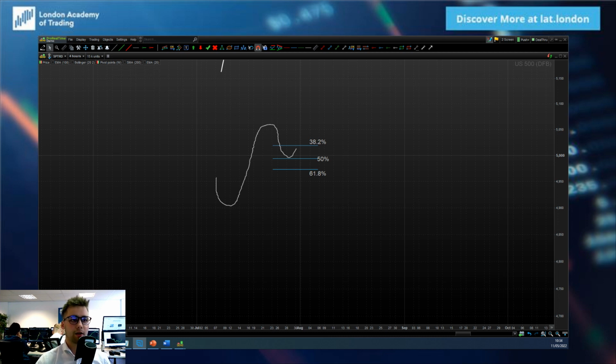Today we're going to be having a look at the Fibonacci Retracements. This is an indicator which is used in trending markets. When markets are trending, they will often retrace a percentage of the prior swing within that trend.